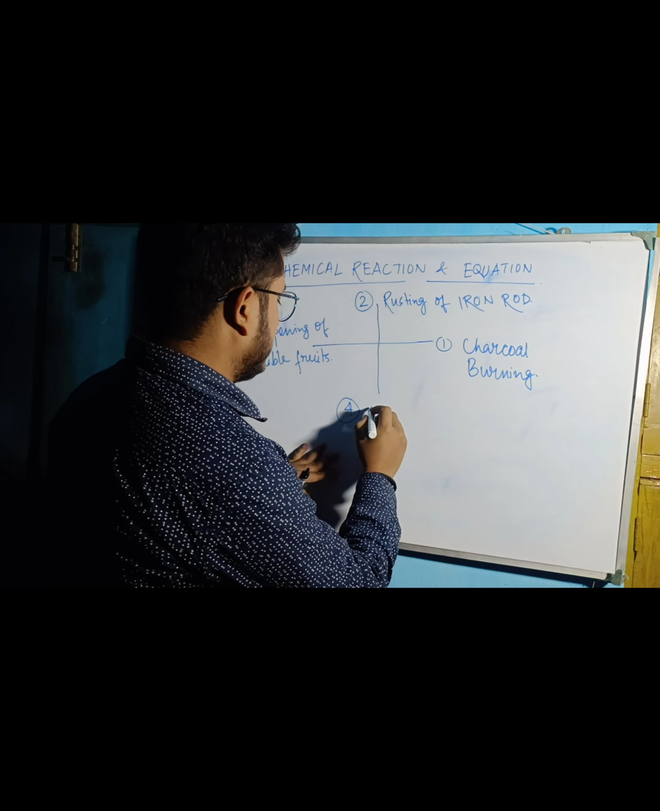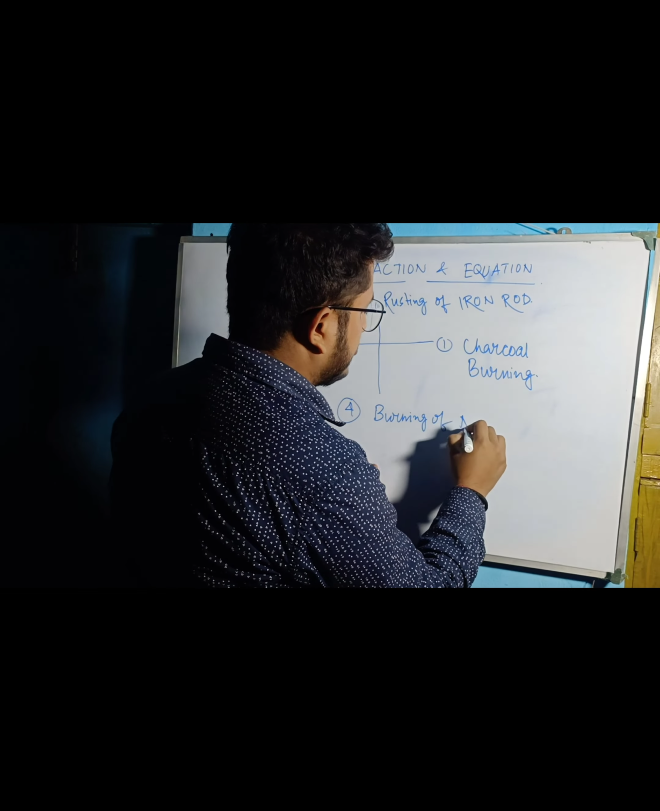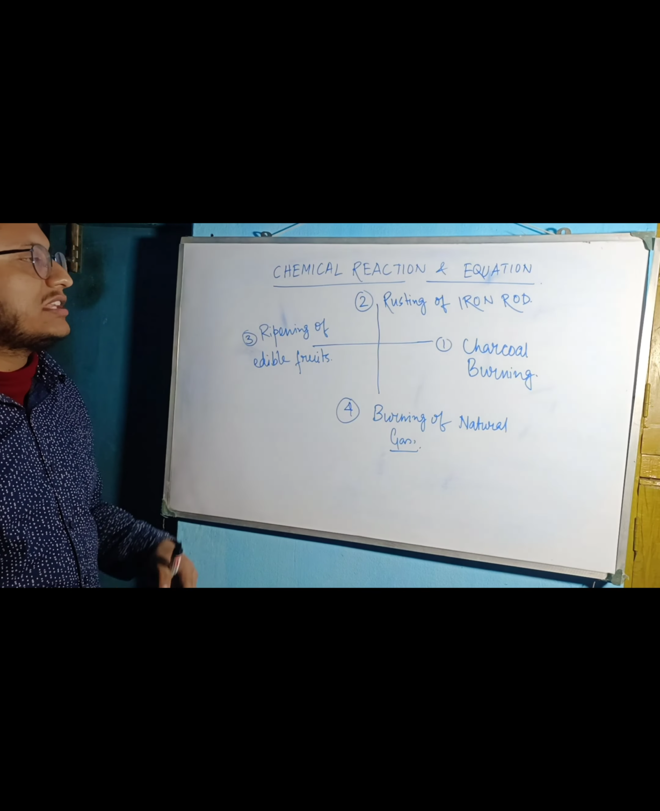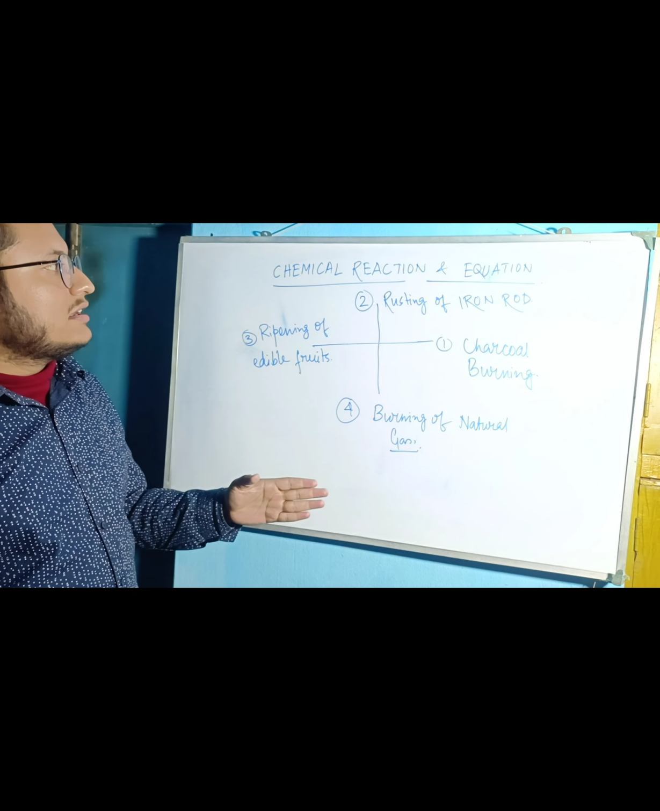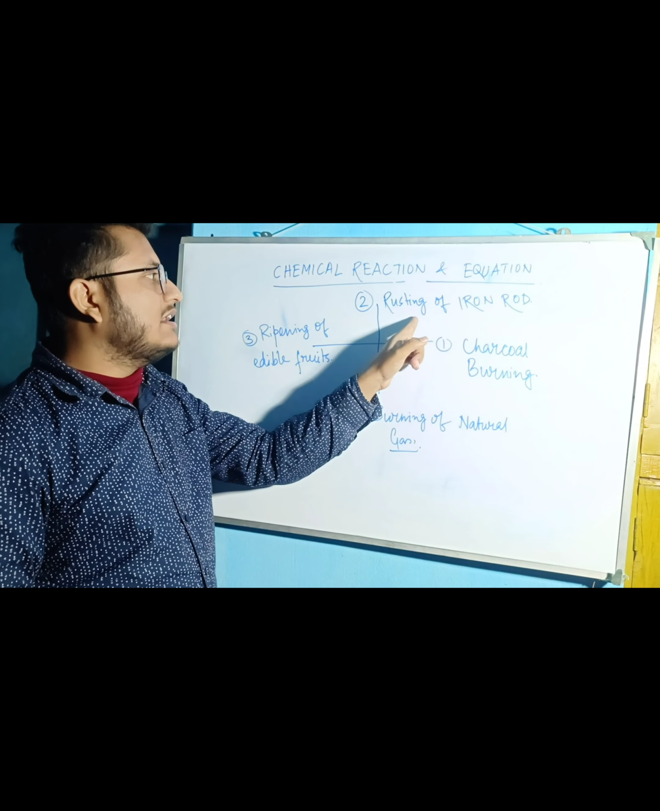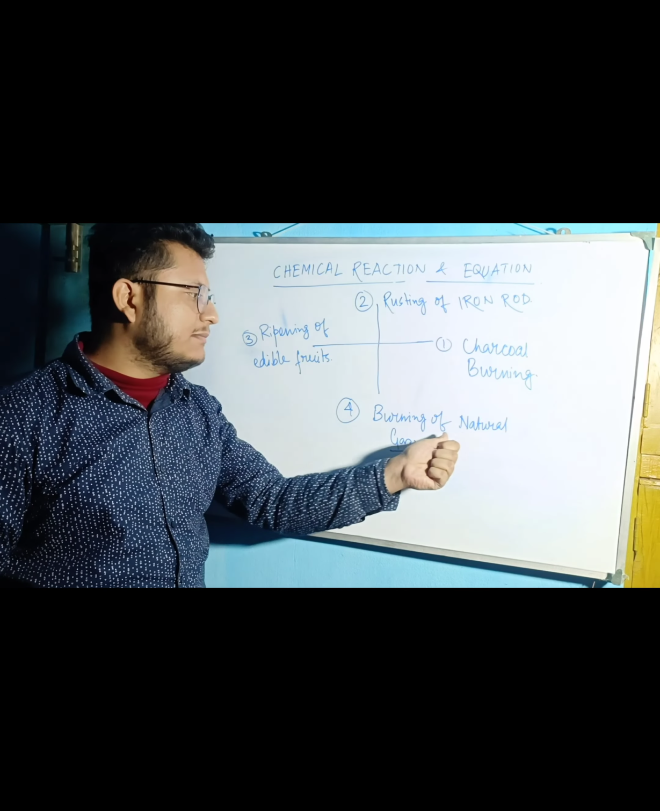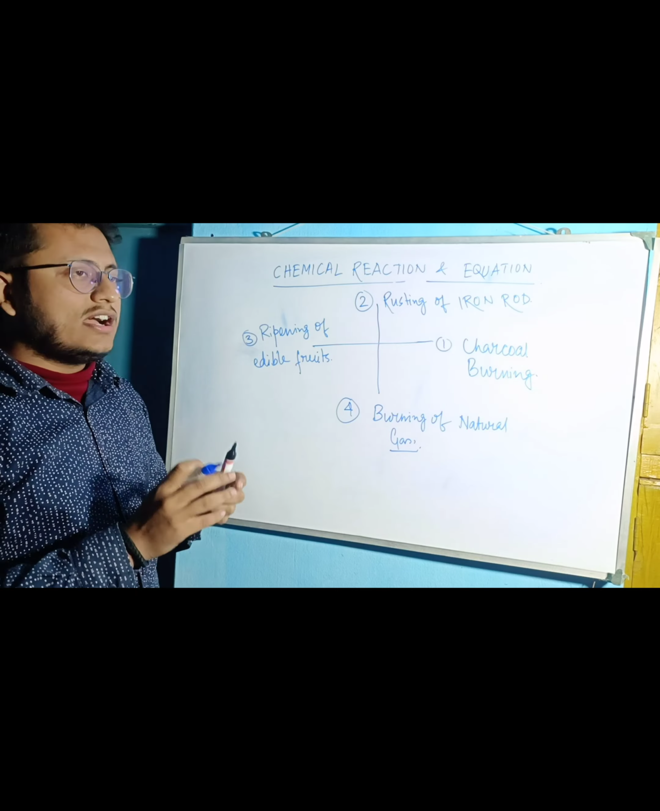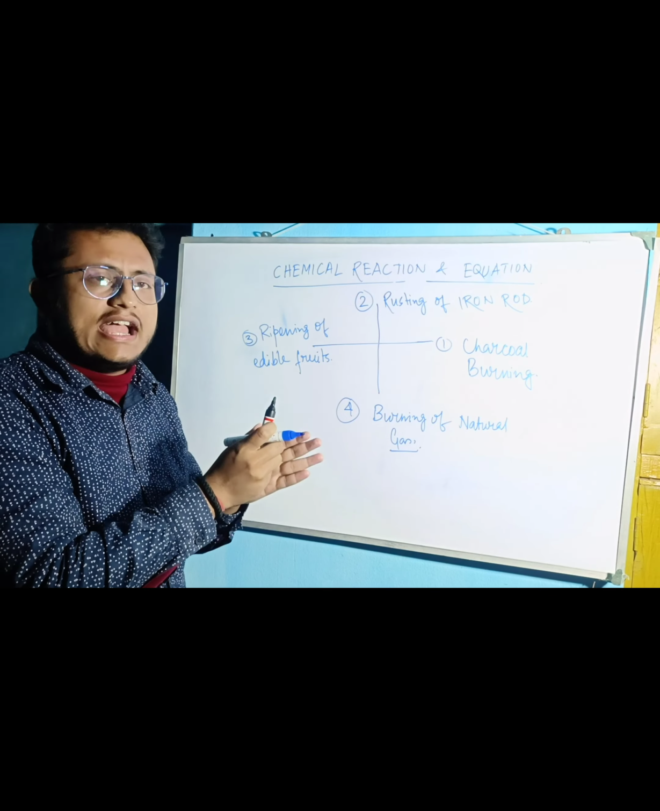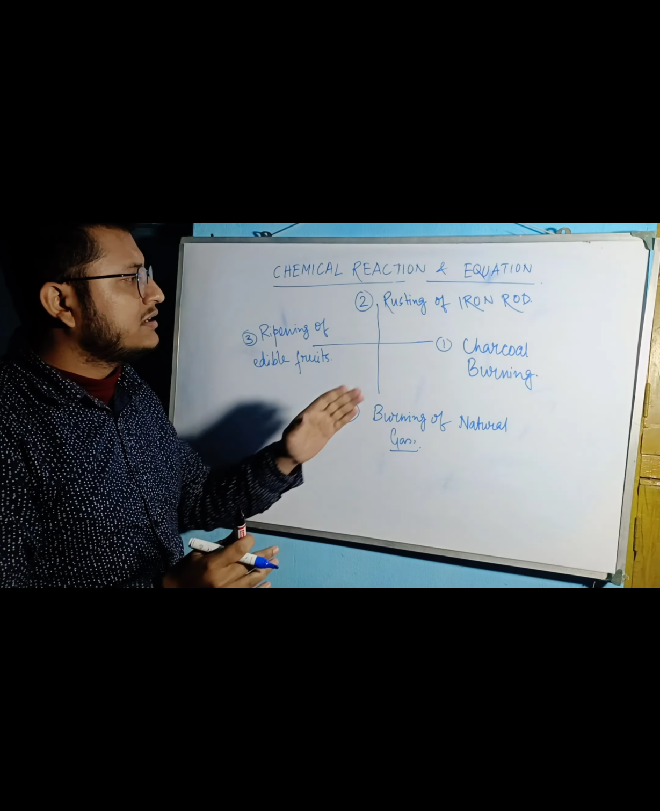And fourth thing is burning of natural gas. All these are real life examples of chemical changes, and in all of these chemical reactions occur. In charcoal burning there is a chemical reaction. In rusting of iron rod there is a chemical reaction. In ripening of edible fruits there is a chemical reaction. In burning of natural gas there is a chemical reaction. We can't see the direct chemical reaction in all these examples, but scientists have studied them and have derived the chemical reactions which occur in all of these processes.